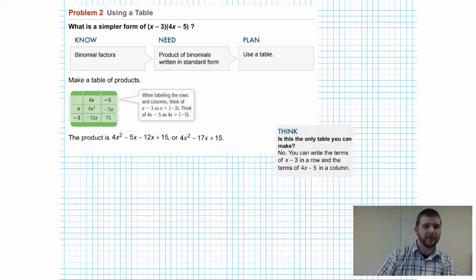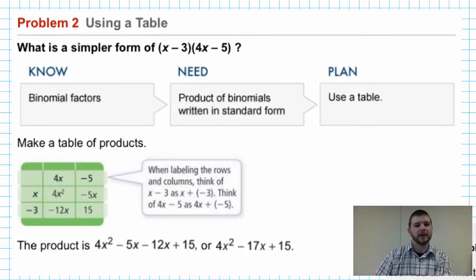And example problem number 2, using a table. What is a simpler form of x minus 3 times 4x minus 5? What we know are these are both binomials, and they are factors, meaning they're being multiplied. What we need is the product of the binomials, right? Product, an answer in a multiplication problem. And we need to write that in standard form.